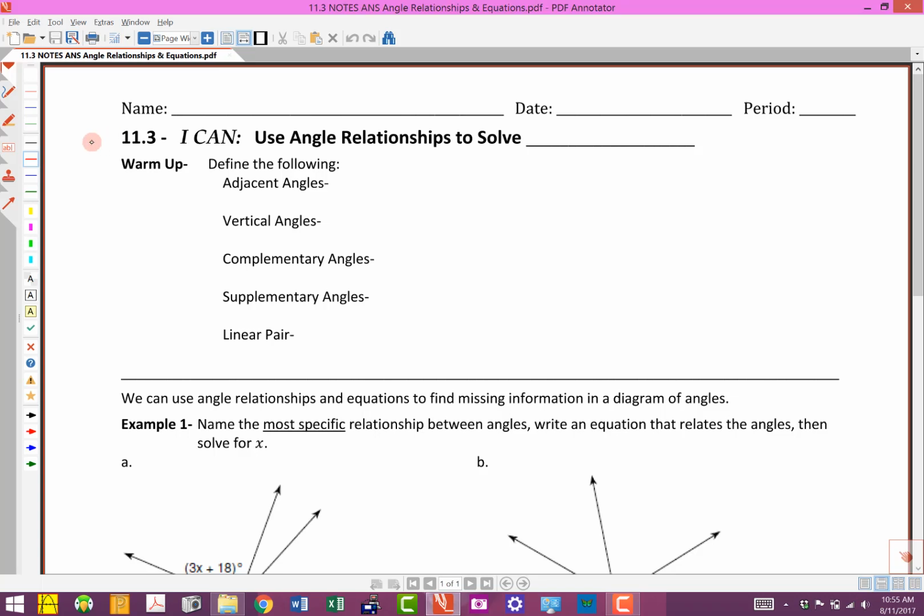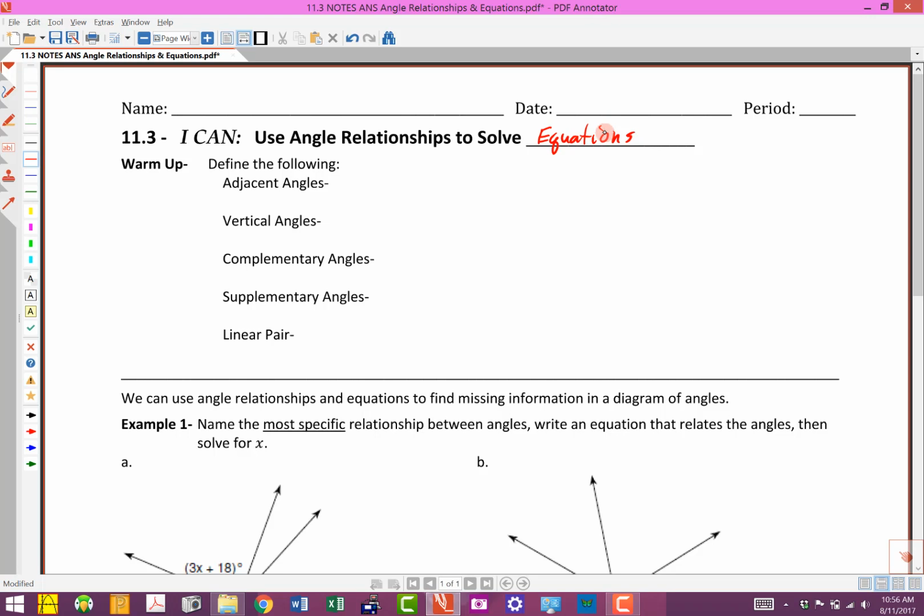All right, we're now ready to put together all the stuff that we've learned about angles and their relationships. As the warm-up, I've got a quick review of this vocabulary that we've been talking about. But again, the I can statement here is I can use angle relationships to solve equations. So we're going to be writing some equations from the information that we know about these particular types of angles.